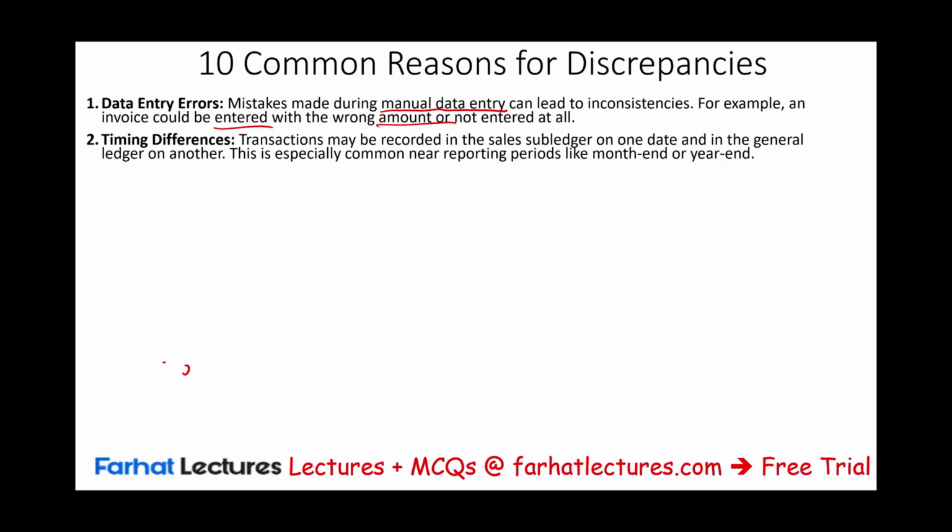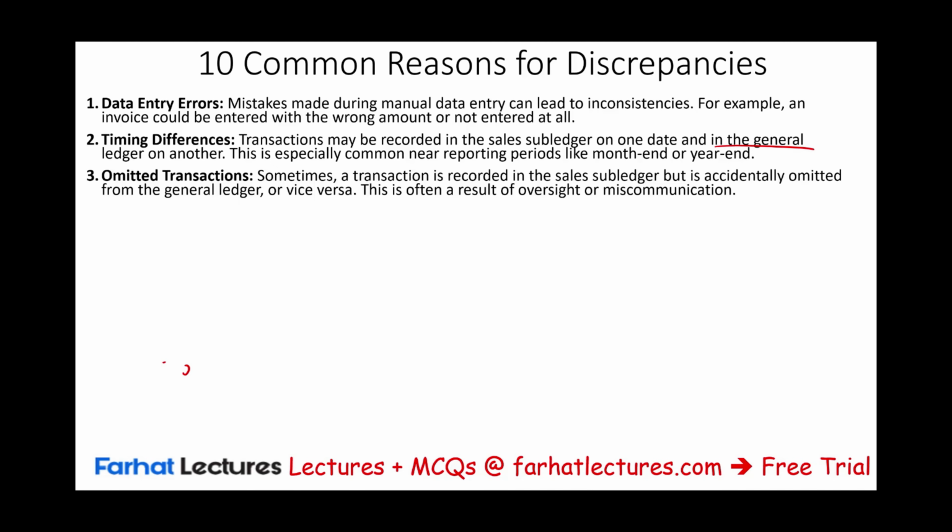Timing differences. A transaction might be recorded in the sales ledger, again sales or account receivable, on one date, and in the general ledger on another date. This is especially common near the end of the reporting period. However, if you are using a computerized system like QuickBooks, simple accounting software, once you record your sales, it would record it in the subledger and the general ledger instantaneously. But if you are using a manual system, you are updating these manually, then you could have a timing difference, and as a result, you could have a discrepancy. Omitted transaction. Again, this problem should not happen.